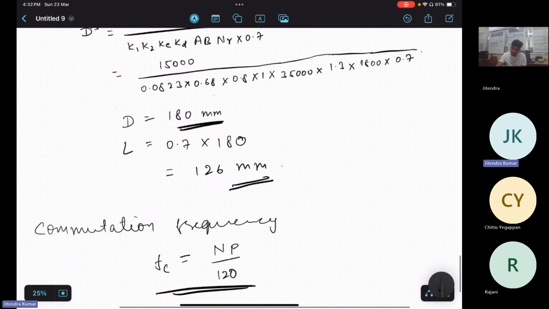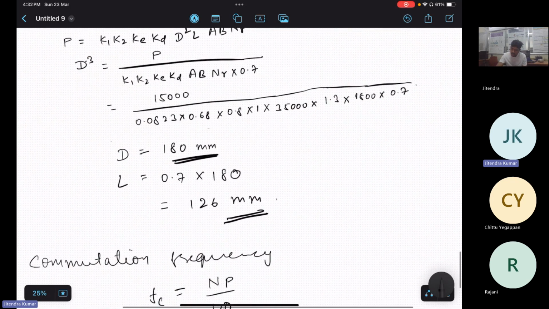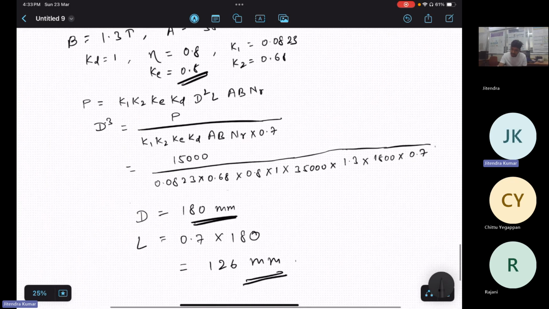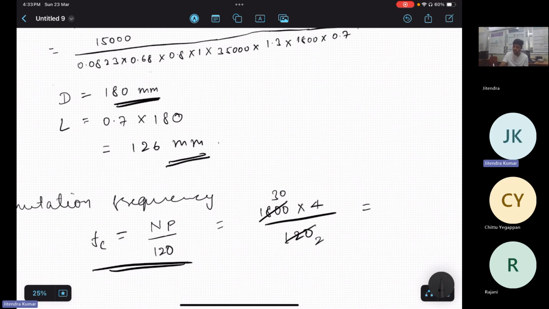So for this problem, how much will that be? Poles is 4 and speed is 1800 RPM. So let us calculate for this particular problem. 1800 into 4 by 120. So 60 hertz. Here commutation will be done with the frequency of 60 hertz.